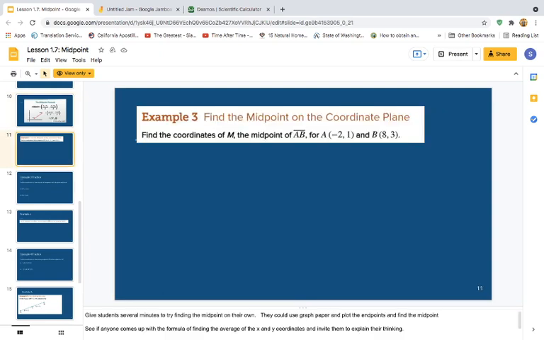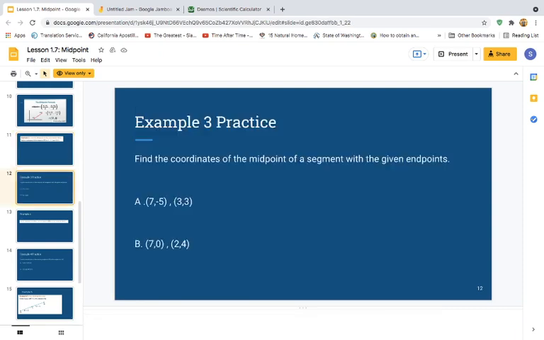So with that, I think I'm going to skip this example 3 for sake of time and have you go straight to these two problems here, where I just want you to find the midpoint between both of these endpoints. Okay? Go ahead and pause the video and unpause it when you want to check your work.